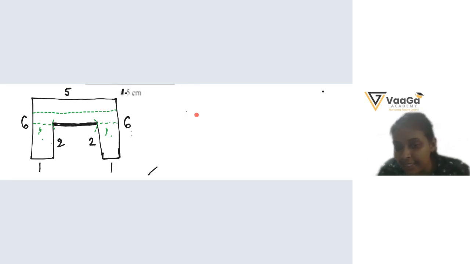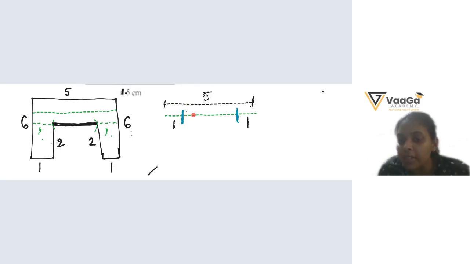We understand it like this. Let's say this is the whole line I have, and this much portion and this much portion is 1, 1. And this whole is 5. So how will I figure out this part? 5 minus this and minus this is the remaining of this area. So it'll be 3.